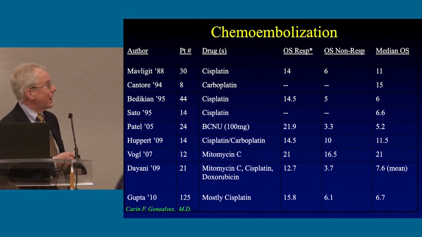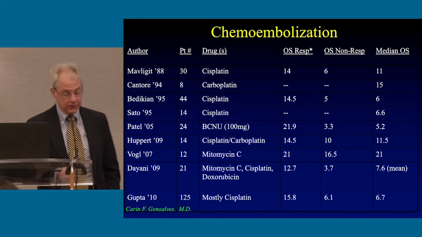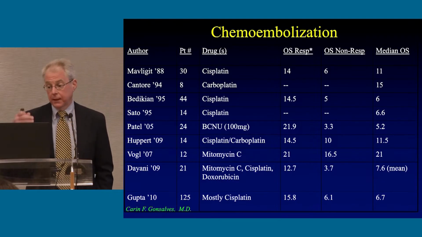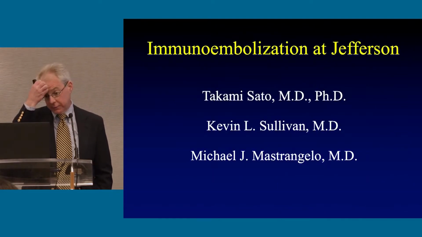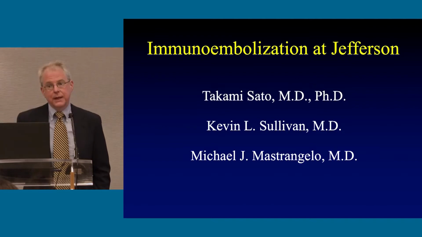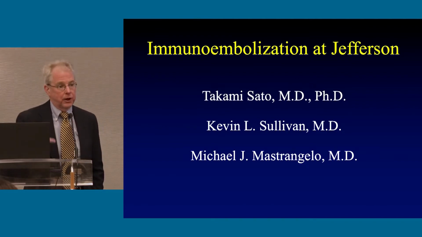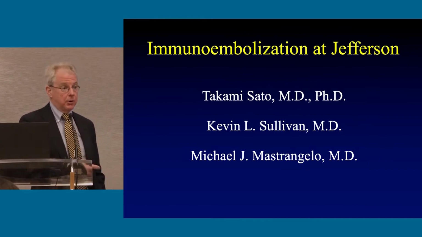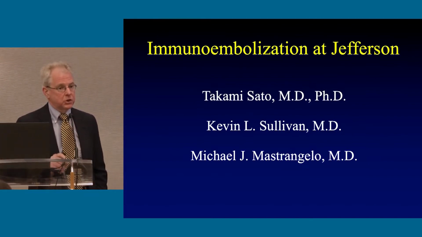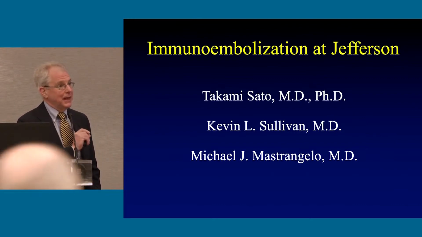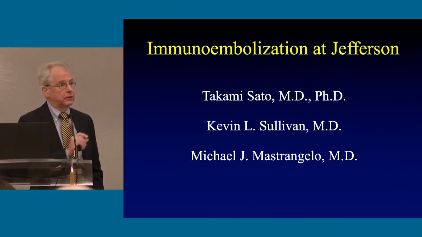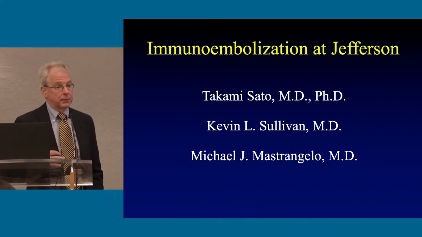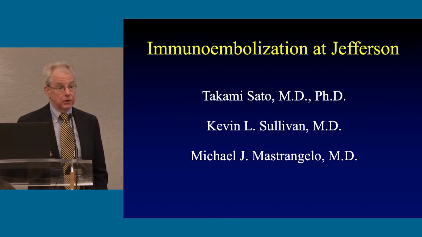And the survivals are uniformly, unfortunately, pretty dismal. So let's talk about some things that work better than this. Immunoembolization was developed at Jefferson initially as a thought to try to improve survival, but also noticing that in a prior chemoembolization trial, there was this subset of patients who, if their liver tumors did well from the treatment, would still end up developing metastases at other sites of the body.